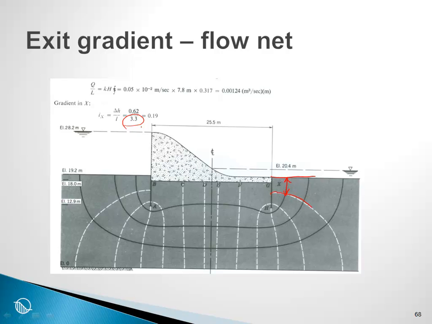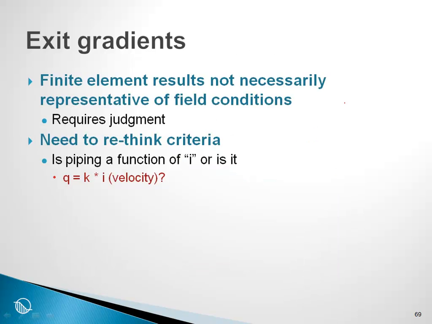So think about how this originated in the context of flow nets. Exit gradients were computed and averaged in essence over quite a distance. Exit gradients from a finite element analysis are, as a result, not necessarily representative of field conditions. And so we cannot just blindly use the SEEP-W computed result. We have to apply some judgment to the results, and we need to rethink the criteria somewhat, I believe.